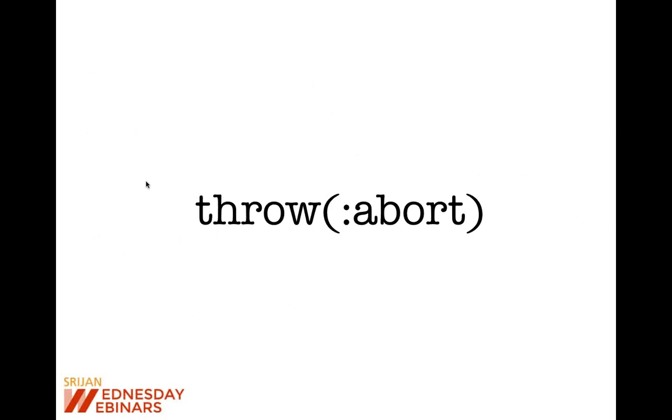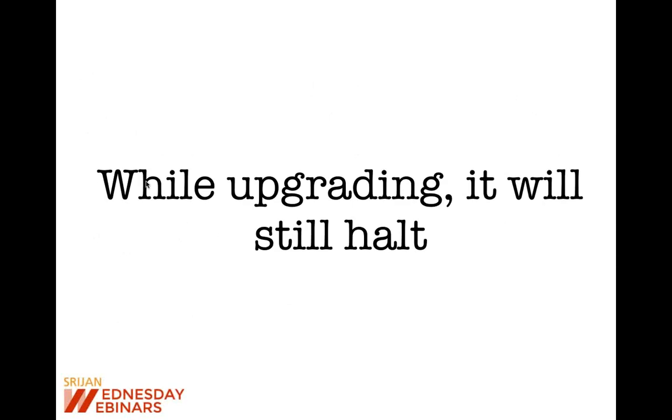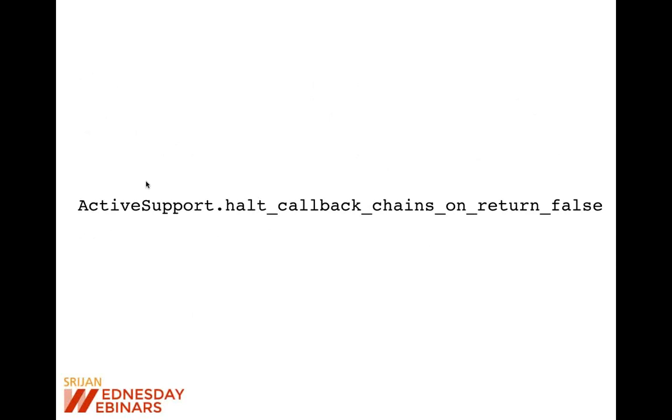But obviously, this is a big breaking change. So if you have an older application which relies on this behavior of returning false, you will face issues. So what Rails 5 has done is, if you are migrating from older apps, it will still halt. It basically gives you a chance to upgrade properly. It will still halt if you are upgrading from older versions, and you get a configuration option. So once you update your code so that it is no longer dependent on returning false, you can just flip this switch in your configuration, and it will use the new behavior of throw :abort.